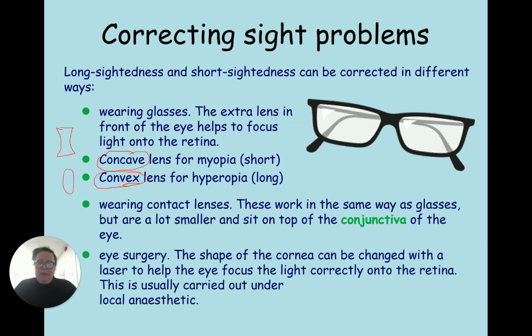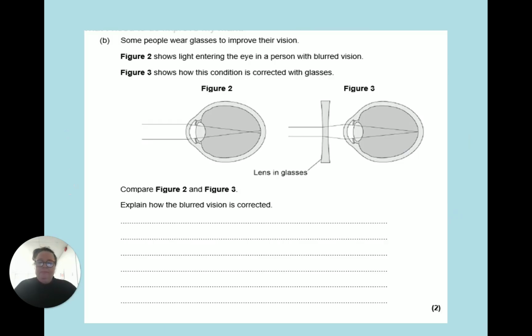Okay, so hopefully they all make sense. There it is, eye surgery. So they change the shape of the cornea, so that transparent bit at the front, so that the eye can focus directly onto the retina. You do have to have local anaesthetic. So local anaesthetic, you're not asleep, but they will make sure that nothing hurts. I'm not sure about trying to keep your eyes open while someone's working on it, but lots of people have it done. Right, so there's our sight problems.